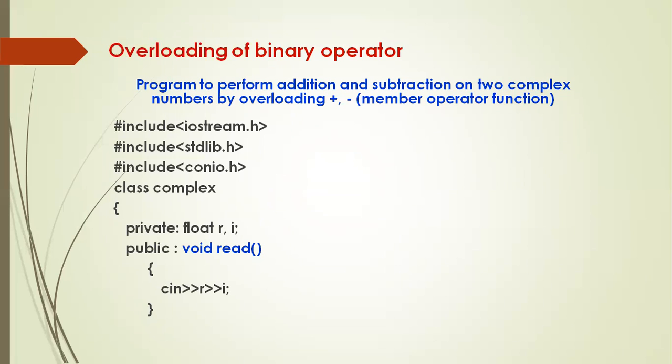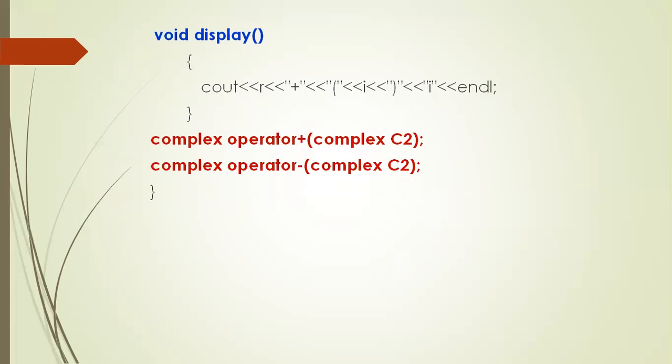Class complex, private float r, i, public void read. The purpose remains the same, to input the complex number C in R and I. Void display, cout, R plus, within the parenthesis I, then again close the parenthesis, then I mark. Then here the word friend has to be removed because here I am writing it as a member function. So first you straight away go with the return type. What is the return type? Complex. Which is the operator overloading, operator plus, into the bracket.